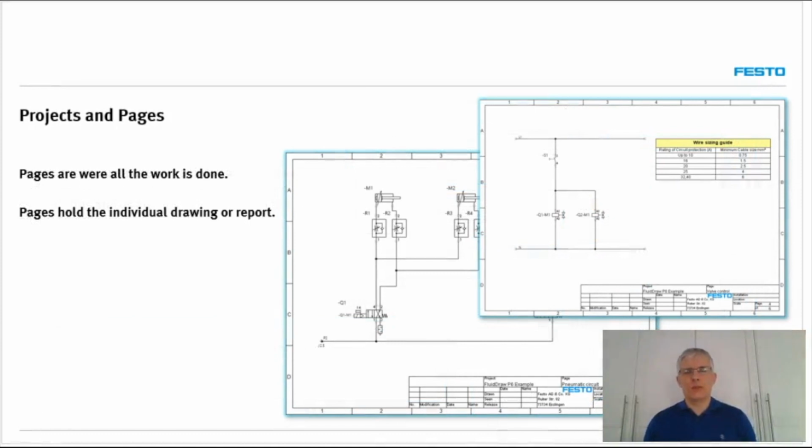Let's talk about pages. Pages are something that is very traditional when it comes to what people think of FluidDraw. This is where all the drawings are set. This is where your bills of materials are done. This is where your tables and reports are going to be shown, just like a page in a regular CAD operating system.